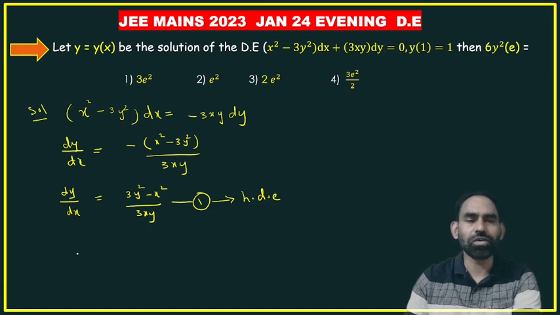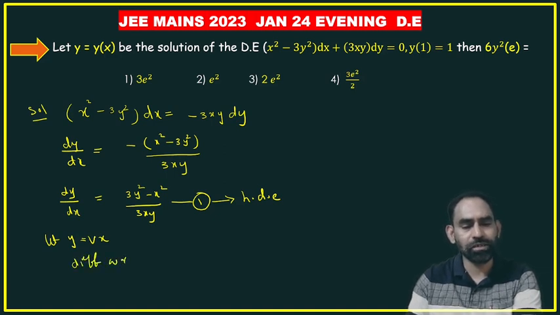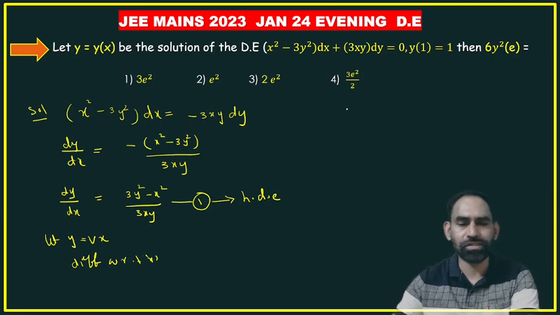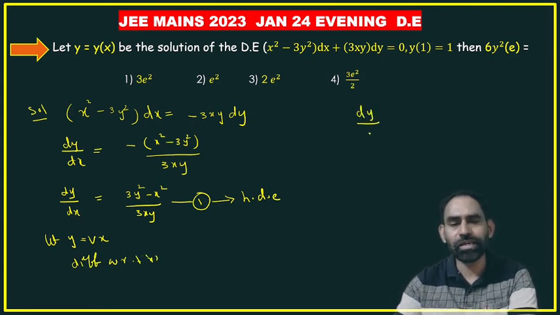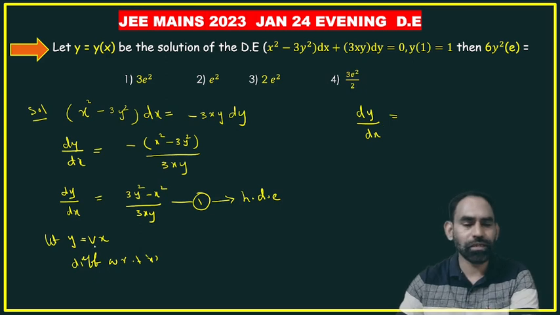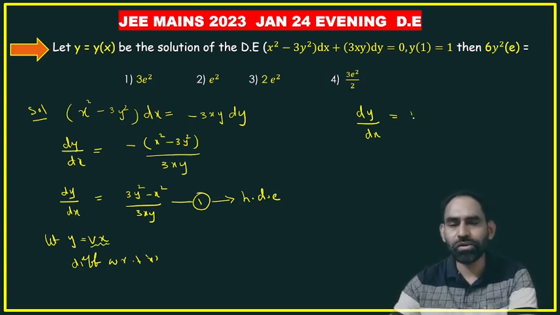The procedure is, we start with y equals Vx. Let y equals Vx and substitute in equation number 1. Before that, differentiate with respect to x. We will get dy by dx, using the uv formula: V into the derivative of x with respect to x, which is 1, plus x into the derivative of v with respect to x, that is dv by dx.